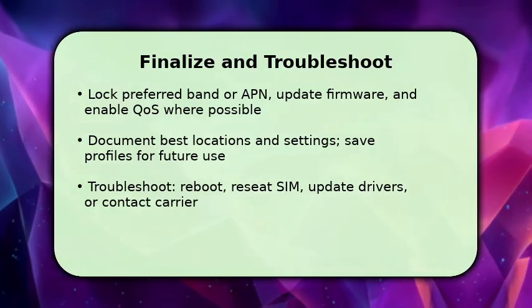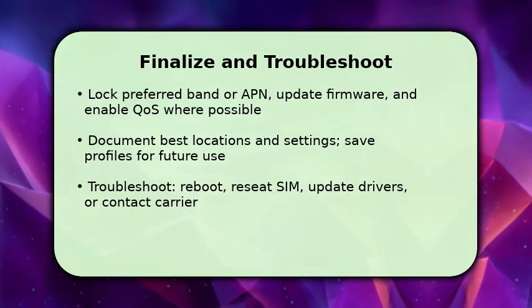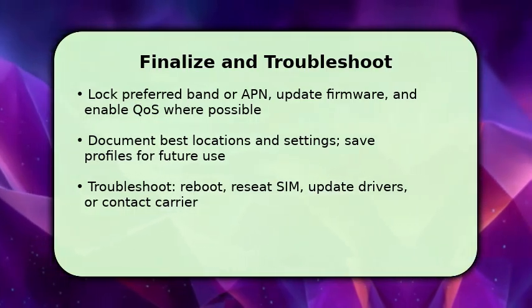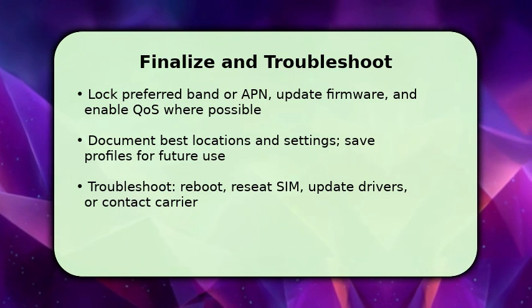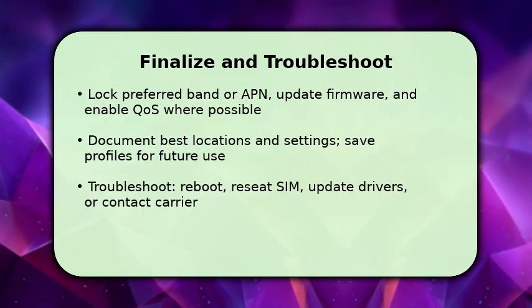For a quick troubleshooting tip, if you lose service, reboot the device, reseat the SIM or eSIM, and retry diagnostics. If problems persist, capture signal logs and contact your carrier with band and time.